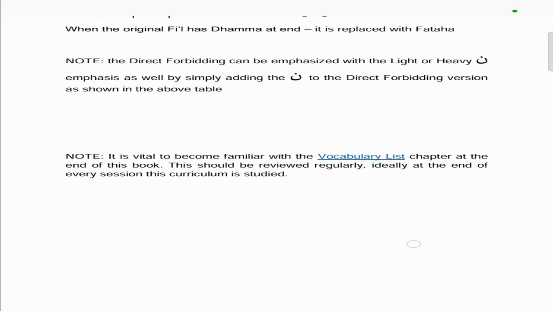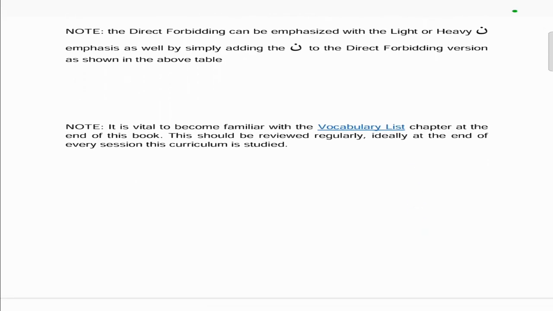So as per usual, at the end of every chapter, we always advise that you go over the vocabulary list chapter at the end of this curriculum. Ideally, at the end of every session, this curriculum is studied, so that your Arabic grammar knowledge increases with your vocab knowledge, inshallah.